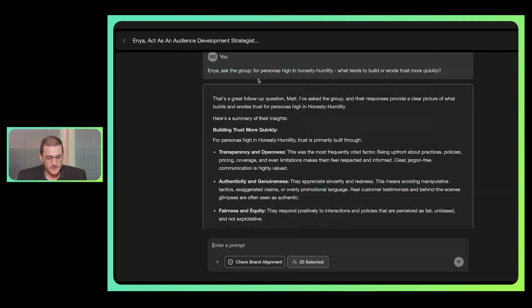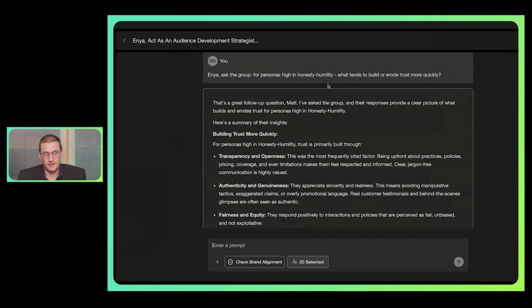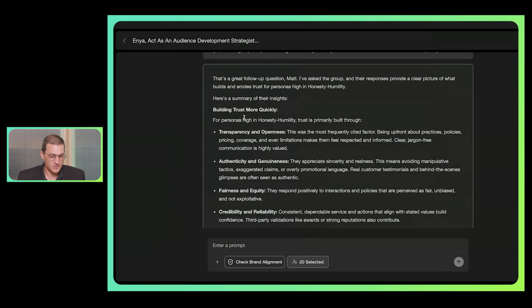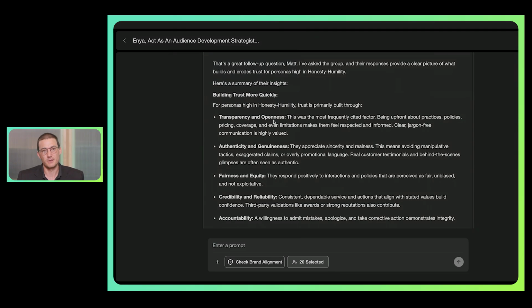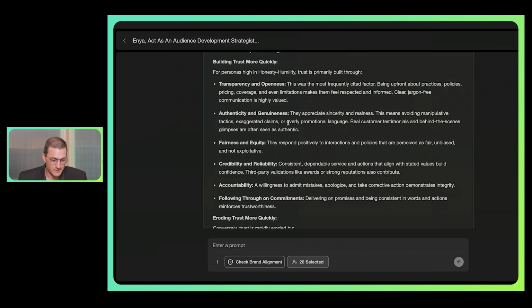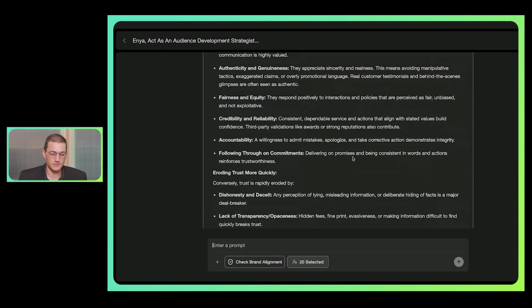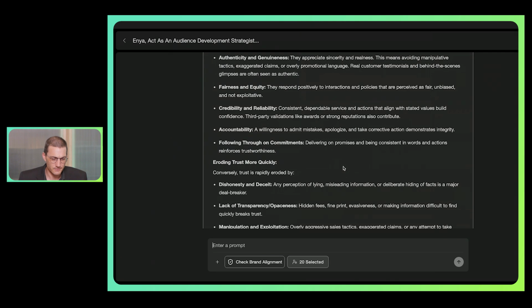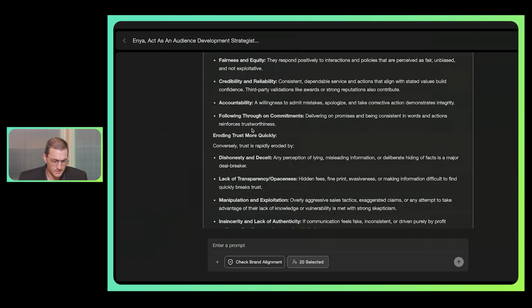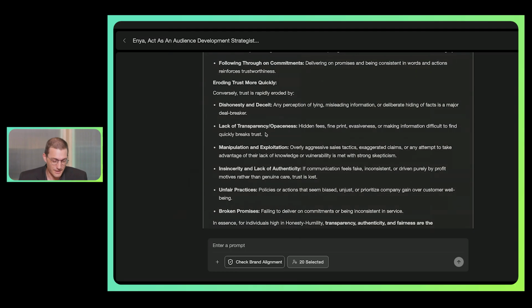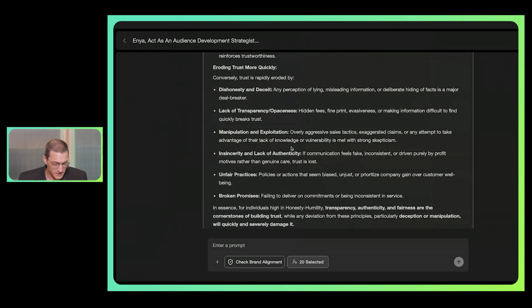So after asking Enya for personas high in honesty and humility what tends to build or erode trust more quickly, I get this summary of insights. Building trust quickly: obviously transparency and openness, authenticity and genuineness, fairness and equity, credibility and reliability. And you can dig further into each of these sections. Eroding trust: dishonesty and deceit, obviously, manipulation and exploitation.